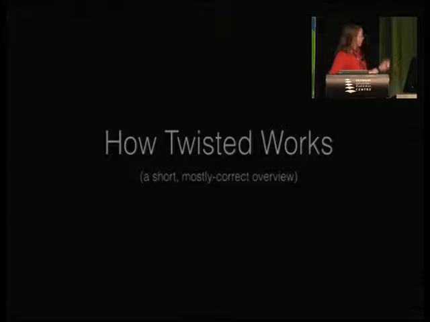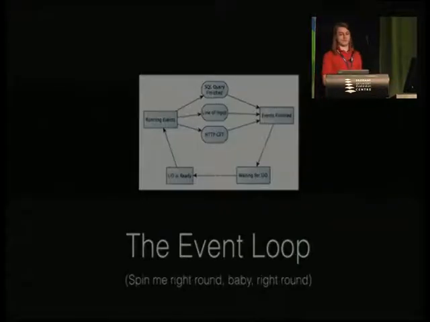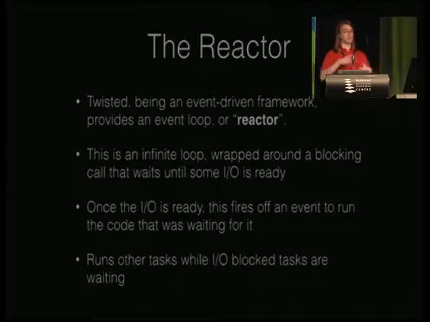Essentially, how Twisted works, a short, mostly correct overview. We use the event loop. Essentially, it's a reactor. It just spins around in an infinite loop, going over and over and over, waiting for some input or output to be ready. Once it's ready, it fires off an event. And while you're waiting for I/O, it runs other tasks.